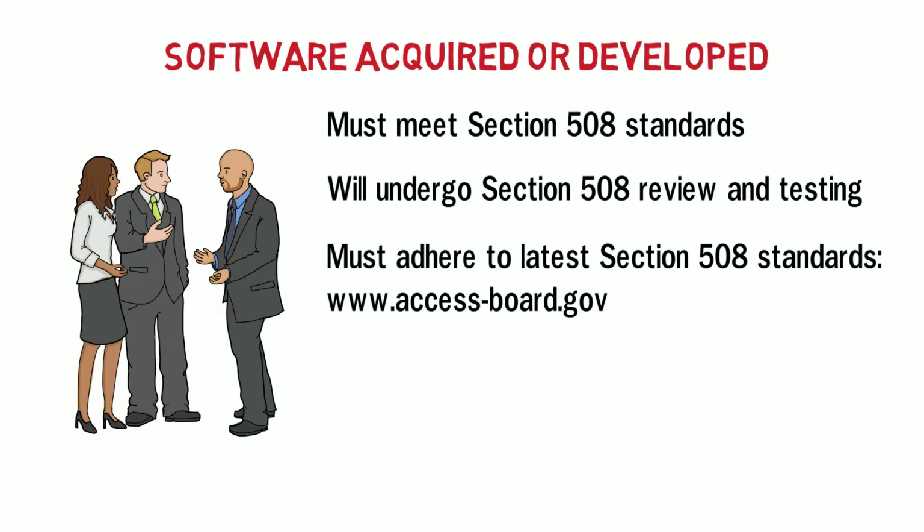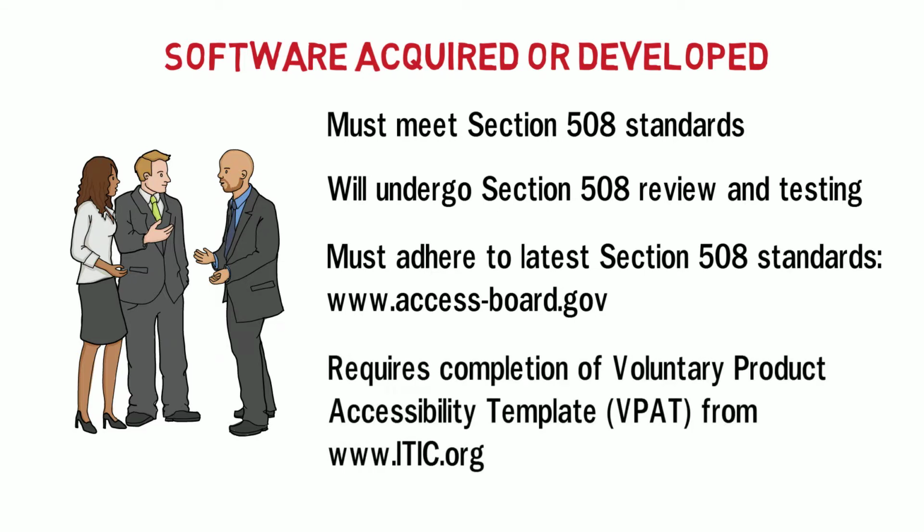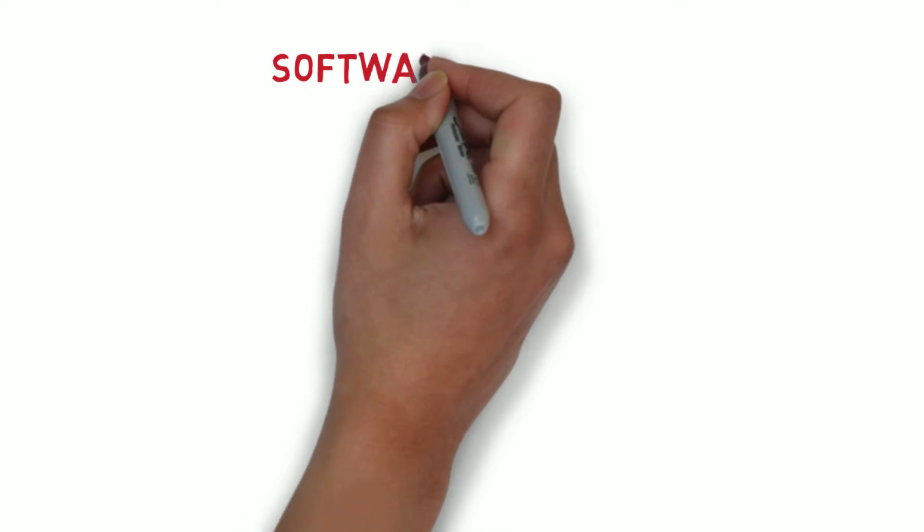www.access-board.gov. Completion of the Voluntary Product Accessibility Template, or VPAT, is required and should reflect the most up-to-date version of the document, available at the ITIC website at www.itic.org. For software that is acquired for use by CMS, here is what you should know.